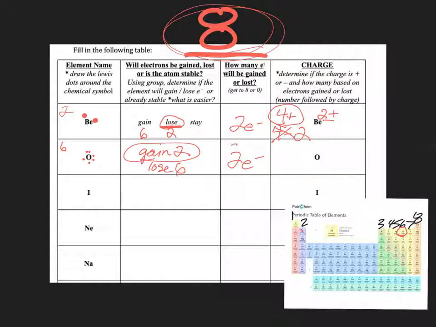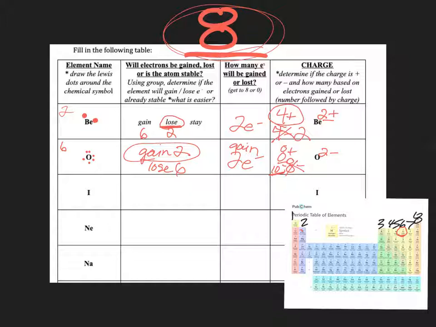As it gains 2 more electrons, that becomes the majority, right? Oxygen started out with 8 of each, 8 protons, 8 electrons. It gained 2, so now it has 10 total electrons. So its charge will be 2 minus, reminding us that there are 2 more electrons than protons now in its balance.